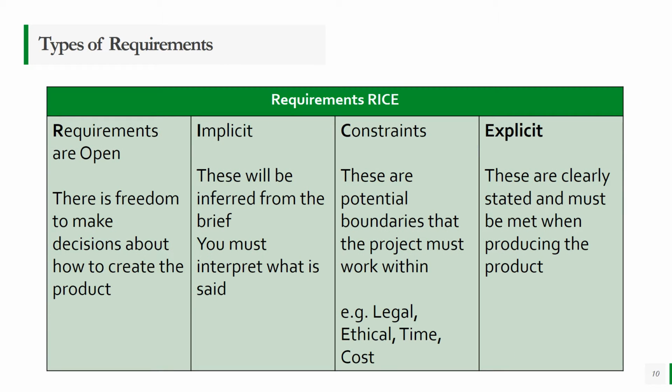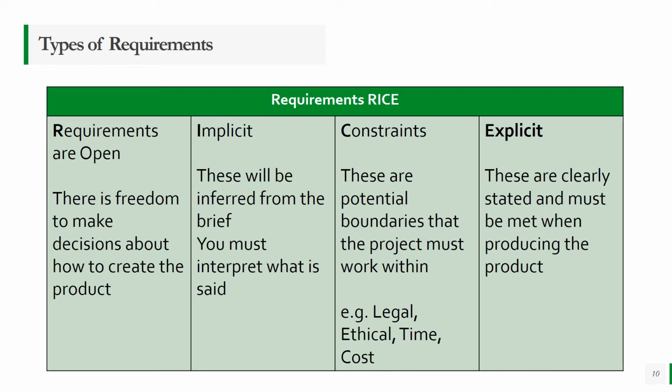So the different types of requirements in a client brief can be categorized into different sections. So if we use the acronym RICE to try and remember them, we have where the requirements are open. So this is where you've got some freedom to make your own decisions about how to create the product. Sometimes it might be a little bit of flexibility on what you want to do design wise. You can have implicit requirements, so it's where it's inferred from the brief. So you've got to interpret what it's saying, so it might be general guidelines for you.